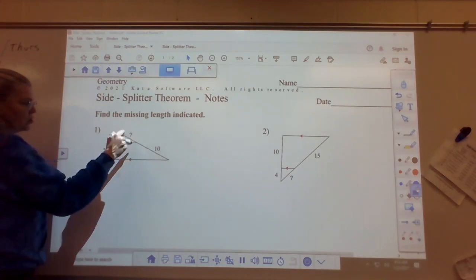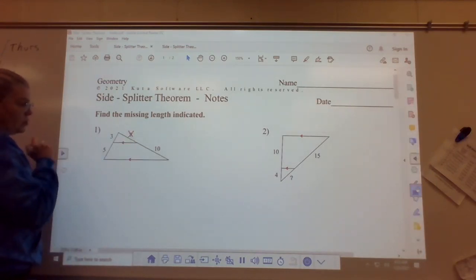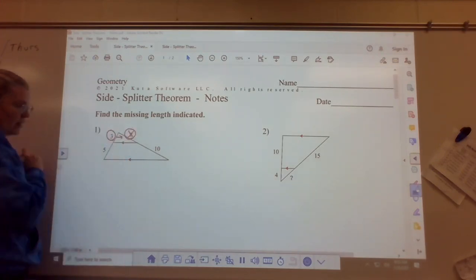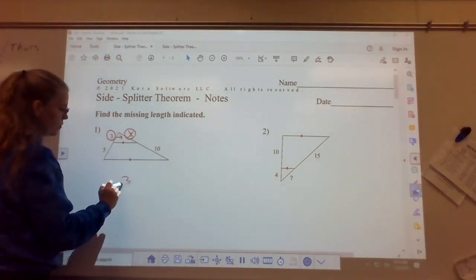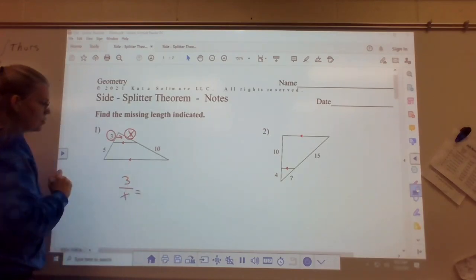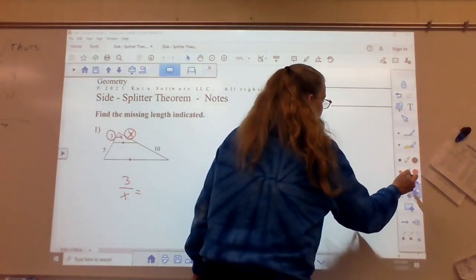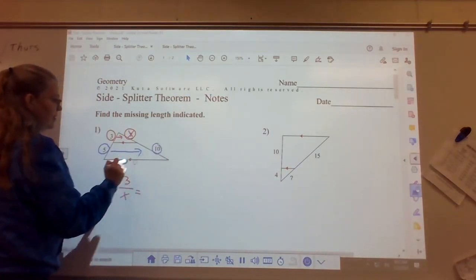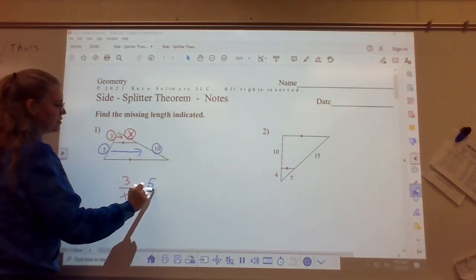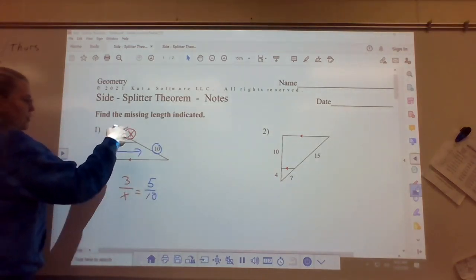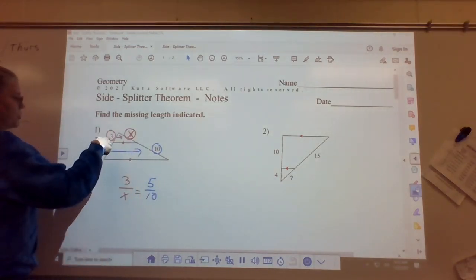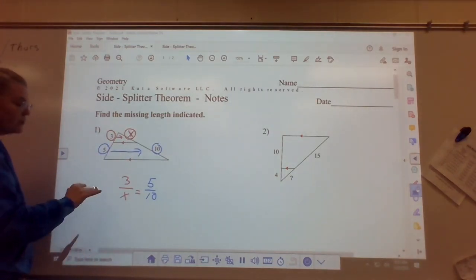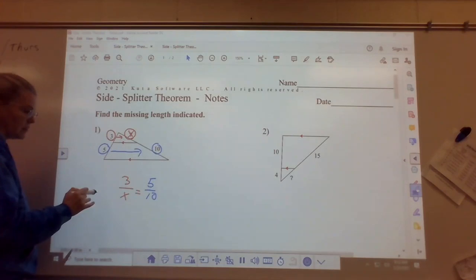Wherever I see a question mark, I'm going to go ahead and put an X. So I can line up 3 with the X, so 3 can go over X, equals, I can line up 5 with the 10. Now notice I always want to keep going the same direction. So 3 over X, 5 over 10. Don't go 3 over X, 10 over 5, because then my arrow would have changed directions. That's the big thing on proportions. You've got to keep consistent.